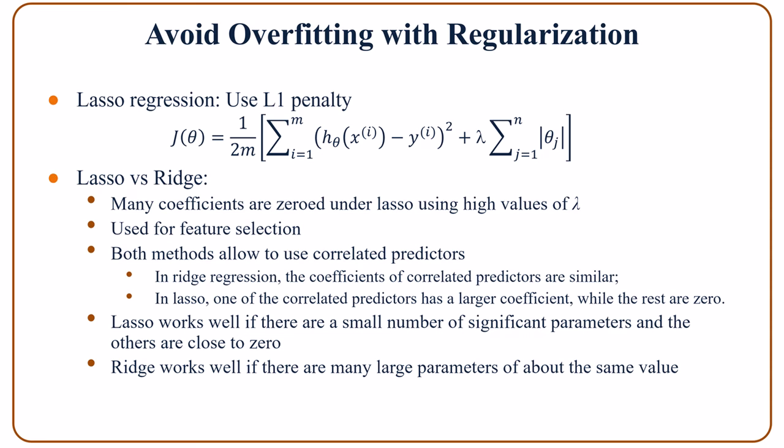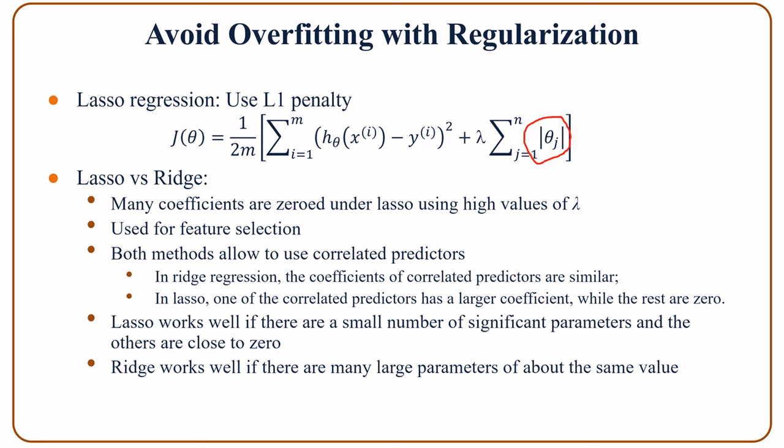Lasso regression. This model is very much similar. The only difference is that it uses L1 penalty. So in the formula, instead of theta j squared, we have the absolute values of theta j.